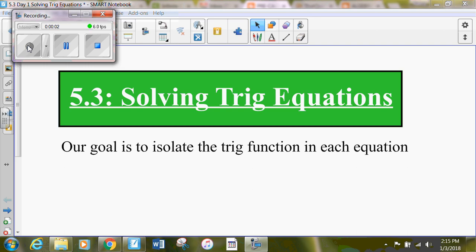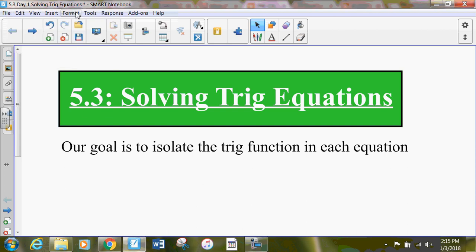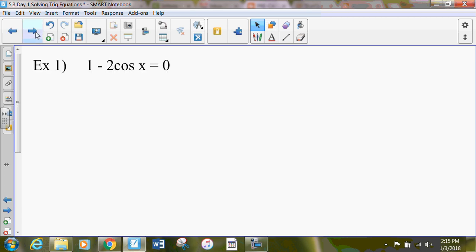Okay, here goes. We're doing 5.3, solving trig equations. When we solve these trig equations, our goal is to get the trig function on one side of the equal sign. We're going to isolate the trig function. So here we go with the first example.